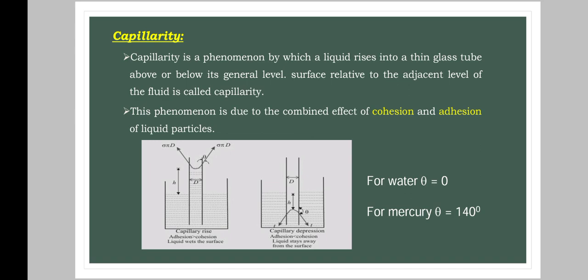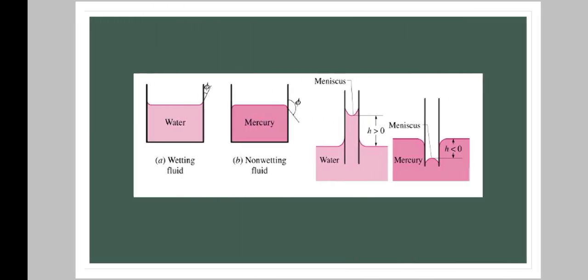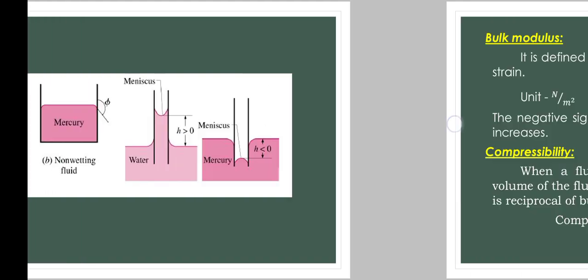And the last thing is capillarity. Capillarity is a phenomenon by which a liquid rises into a thin glass tube above or below its general level relative to the adjacent level of the liquid. The phenomenon is due to the combined effect of cohesion and adhesion of liquid particles. From the diagram itself, we can see the difference between capillary rise and capillary depression. For water, the theta value will be 0. For mercury, the theta value will be 140 degree. So this is a wetting fluid and a non-wetting fluid, based on water and mercury.